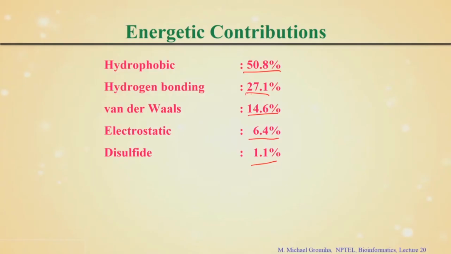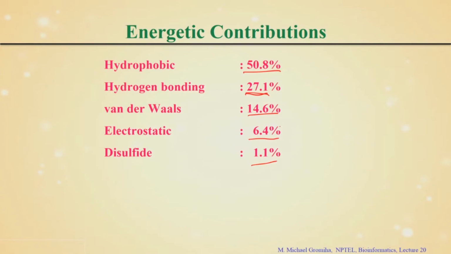Alpha helices and beta strands, right. Secondary structures are mainly formed by hydrogen bonds, right. If you see protein structures, predominantly you can see the occurrence of alpha helices or beta strands. In this case, the hydrogen bonding free energy also plays an important role. So, if you see this number, this is 27%, right, that is also reasonable.